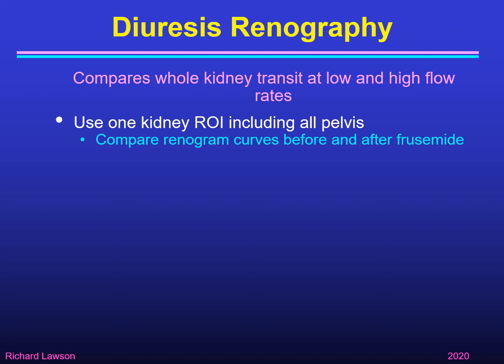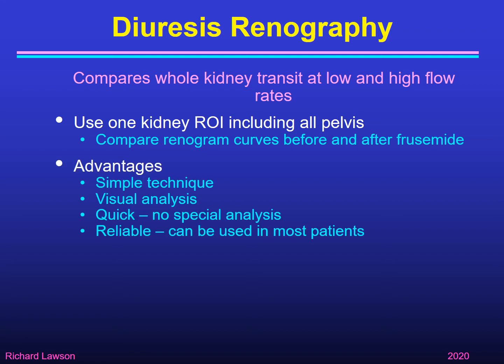So, as I said in the previous parts of this talk, diuresis renography is a technique which compares the whole kidney transit at both low and high flow rates. So you only need to draw one region of interest for each kidney, but it must include all of the kidney, including the renal pelvis. And then you compare the shape of the renogram curves before and after furosemide. The advantages of that technique are that it's very simple to use. It only needs a visual analysis and it's very quick. There are no special tools needed to analyse the renogram. It's also reliable because it can be used in almost all patients.